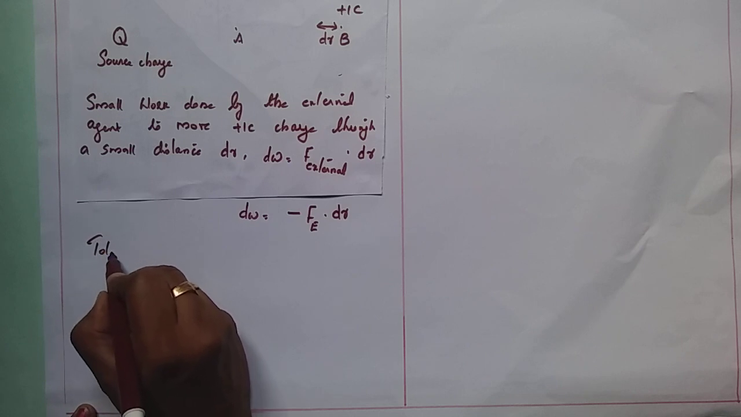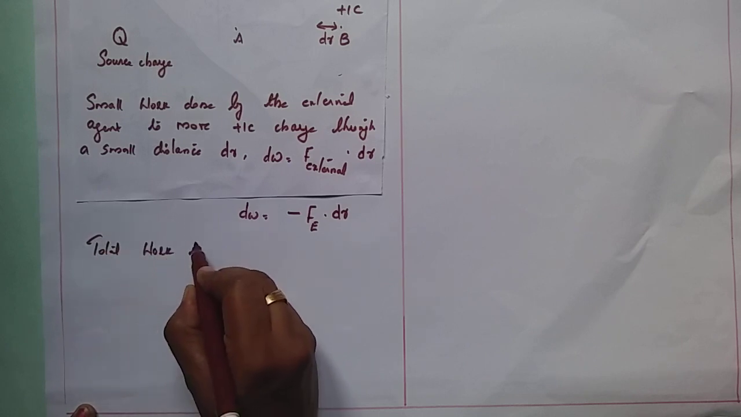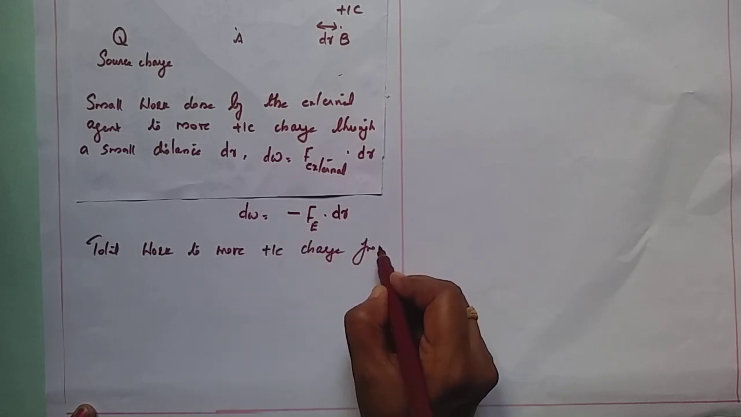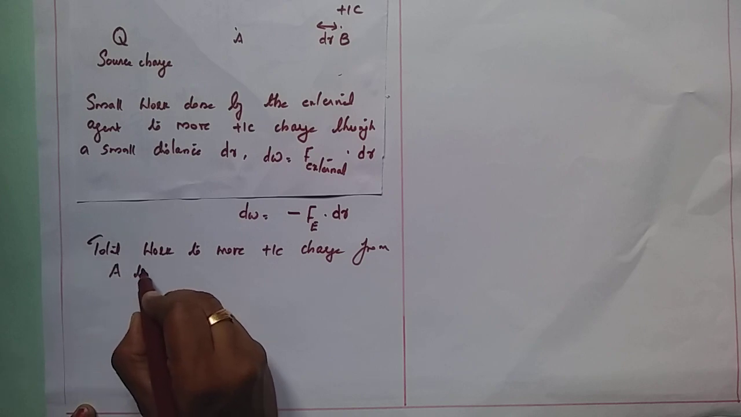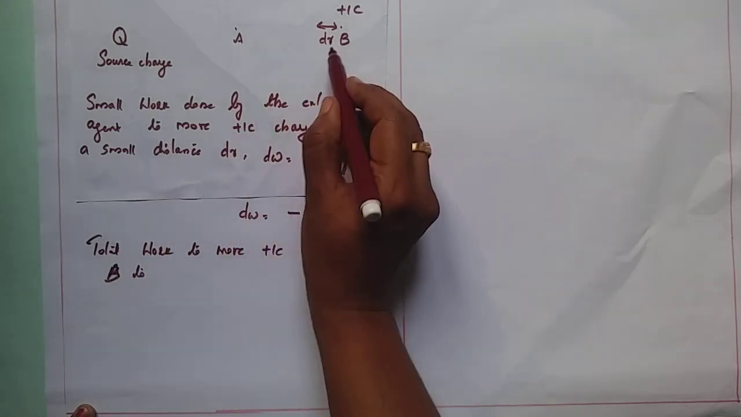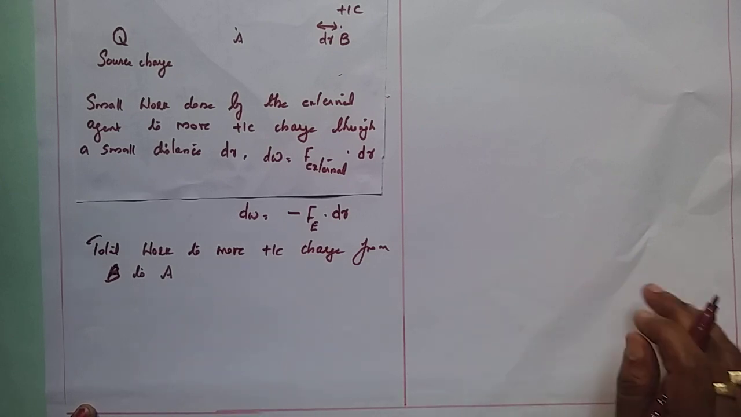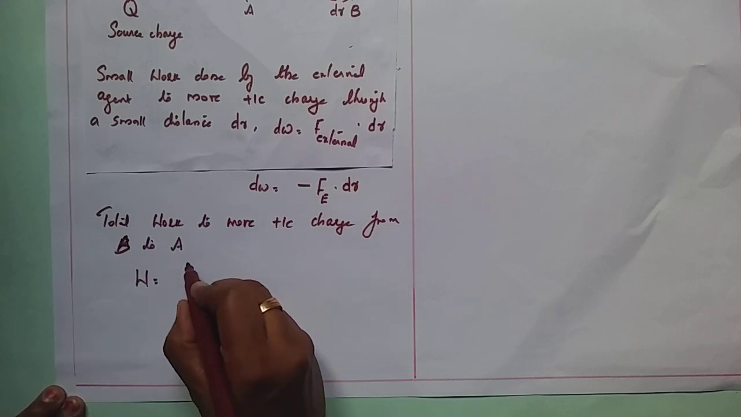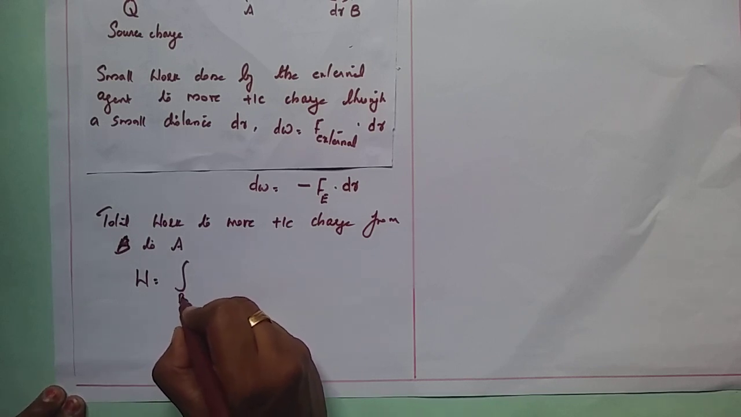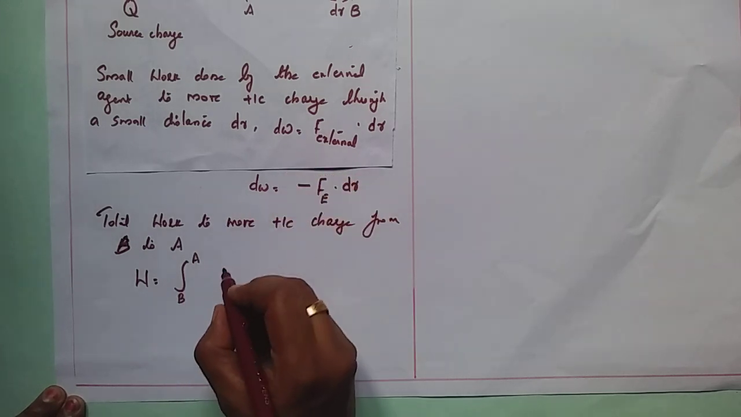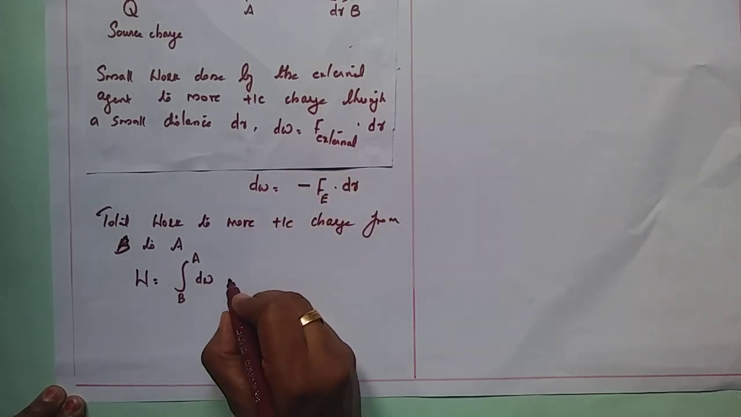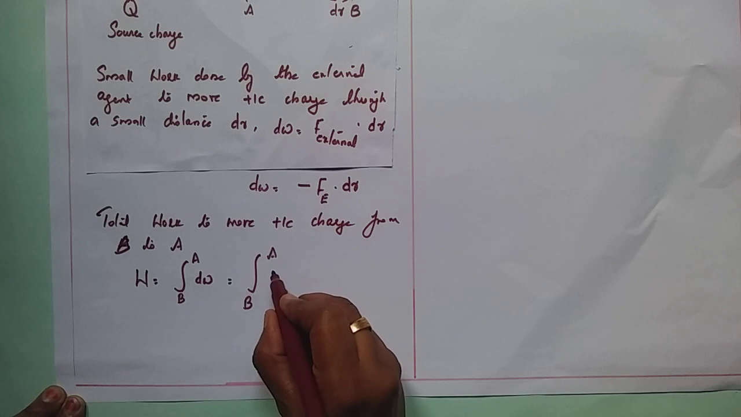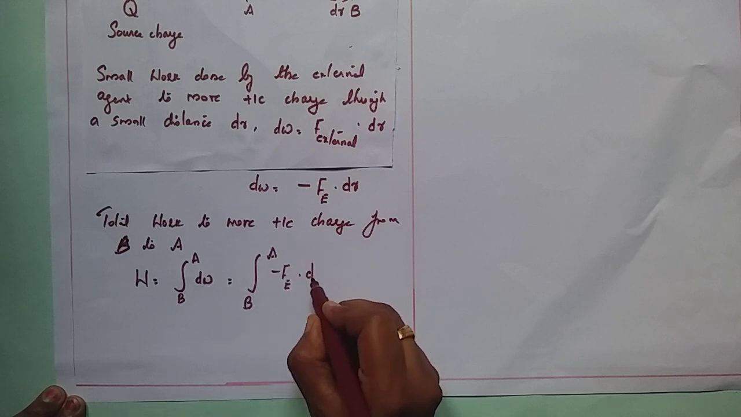Now what is the total work to move 1 coulomb charge from the point B to the point A? B is the initial point, B to A. So how will you find out the total work done? Total work done is W equals, we can integrate from the point B to A the small work dW. So W is equal to integral B to A. What is dW? Minus Fe dot dr, no? Minus F electrostatic dot dr.